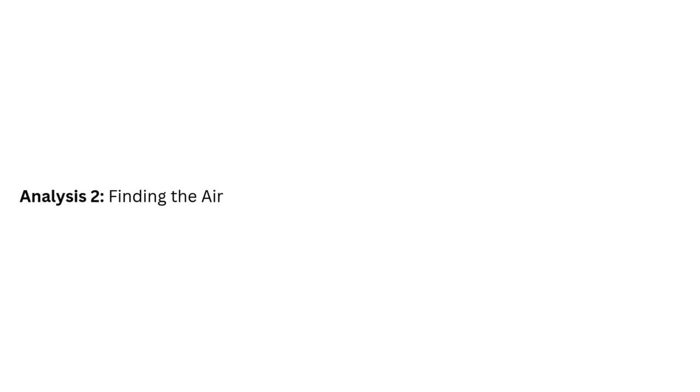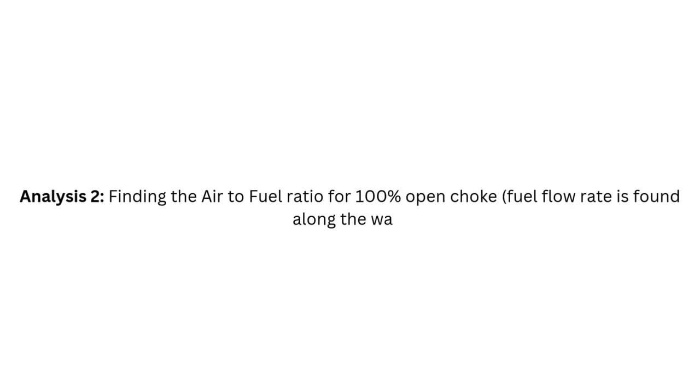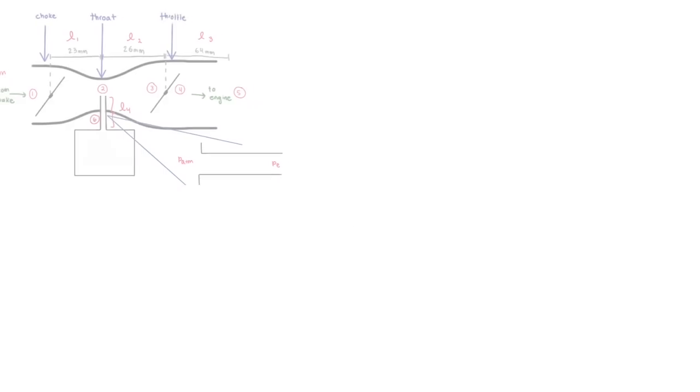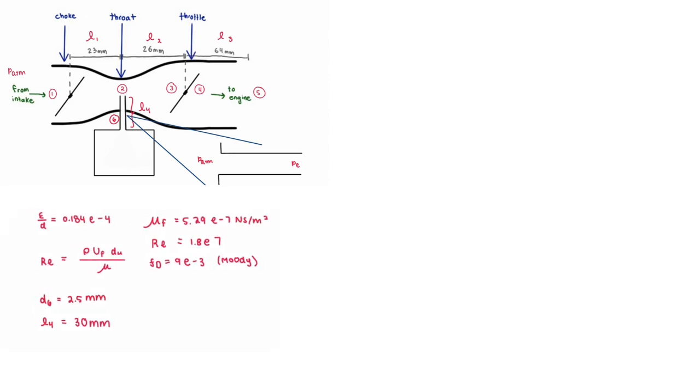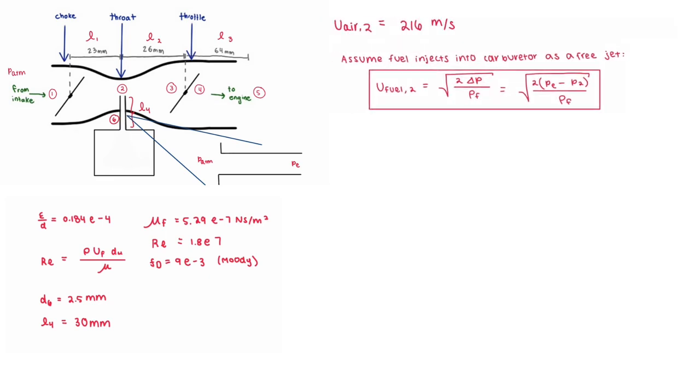We next calculated the approximate air-to-fuel ratio for an open choke valve, assuming that the speed of the air at the throat was 216 meters per second, as we calculated previously. The air-to-fuel ratio is equal to the mass flow rate of air over the mass flow rate of fuel, and m dot is equal to rho UA. We know the density of the air and the density of the fuel, as well as the cross-sectional areas of the fuel intake into the throat and the cross-sectional area of the throat itself. So all that's left to find is the speed of the fuel entering the throat, which can be done through a combination of a free stream analysis and a lossy tube analysis.